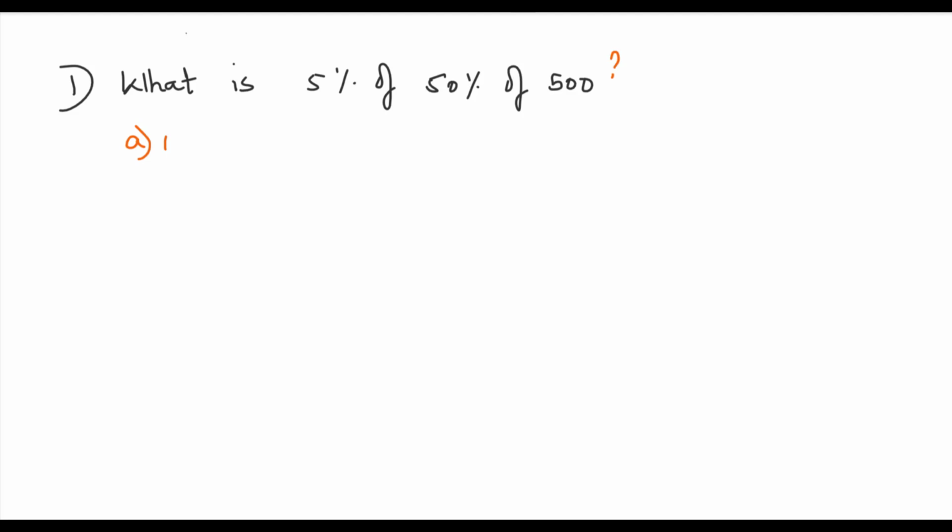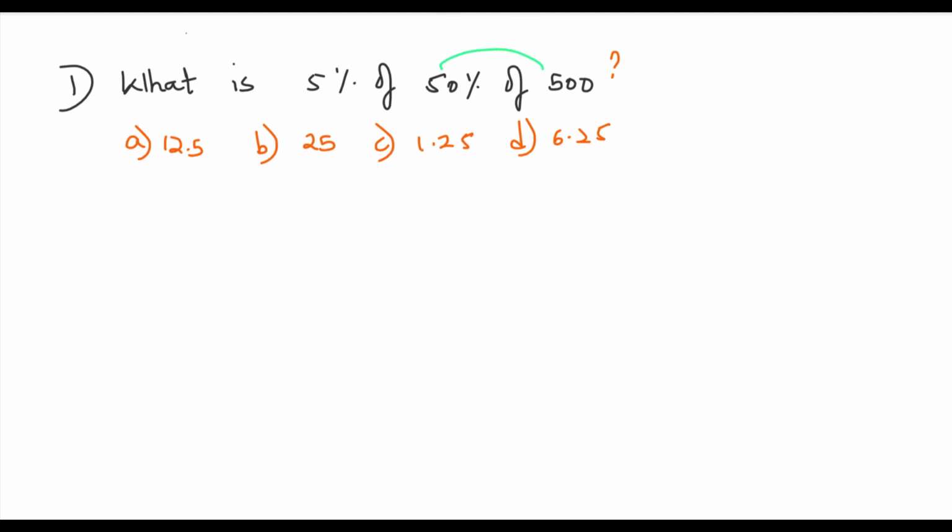So now let's use these basics and try to solve some problems. First question is, what is 5% of 50% of 500? Four options are given. Option A is 12.5, option B 25, option C 1.25, and option D is 6.25. Now see carefully how I'll be solving this.